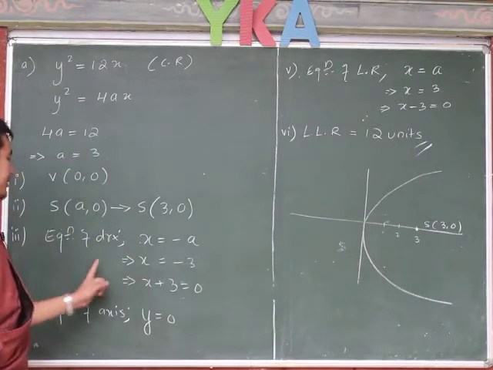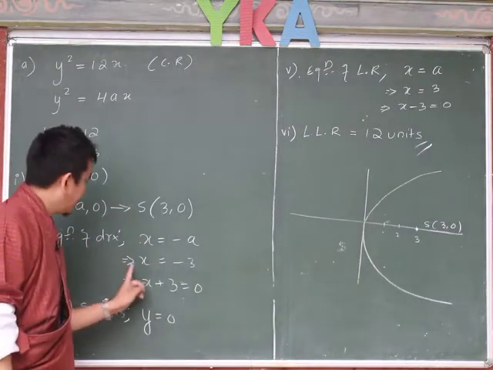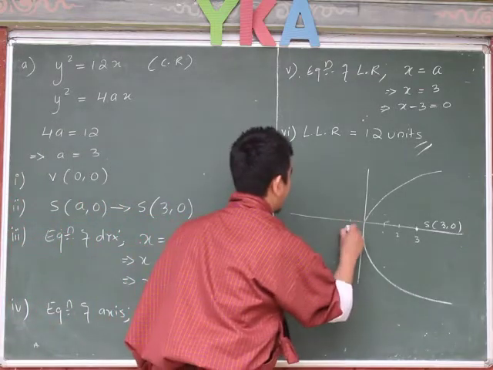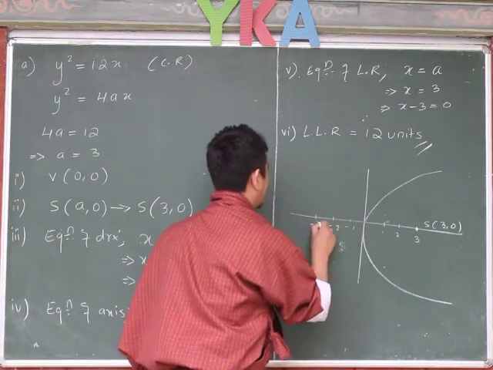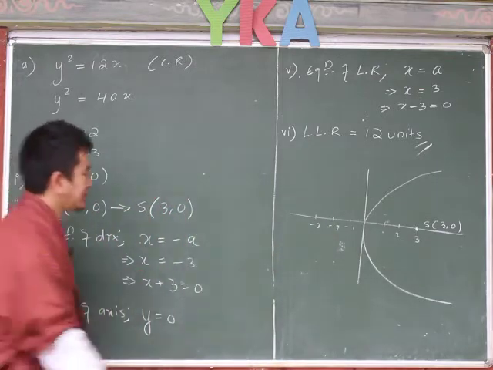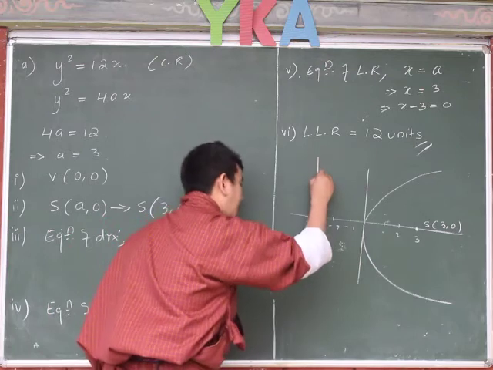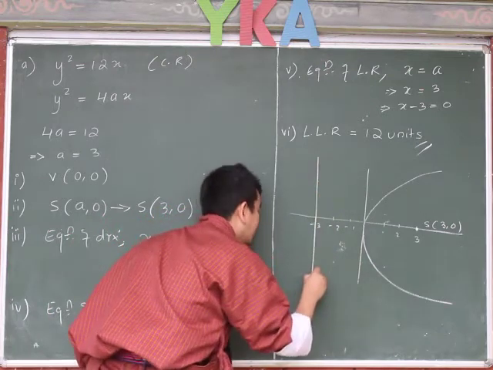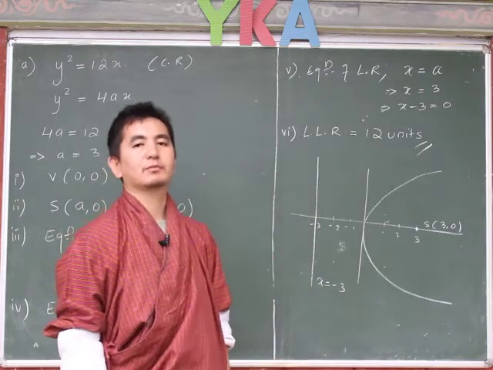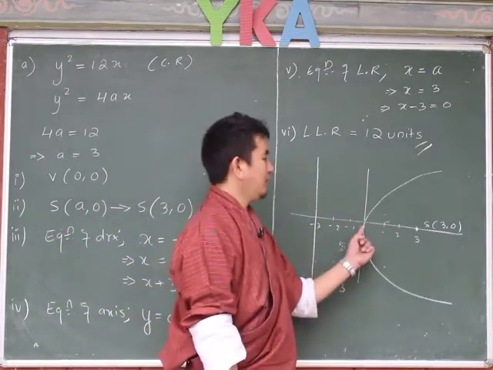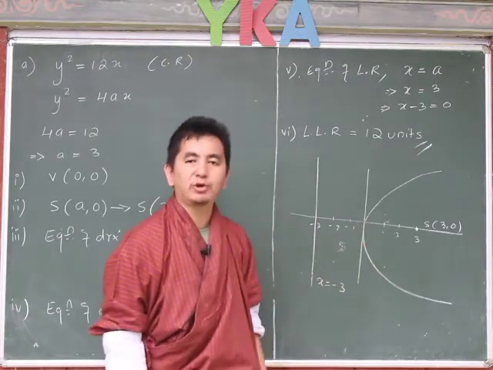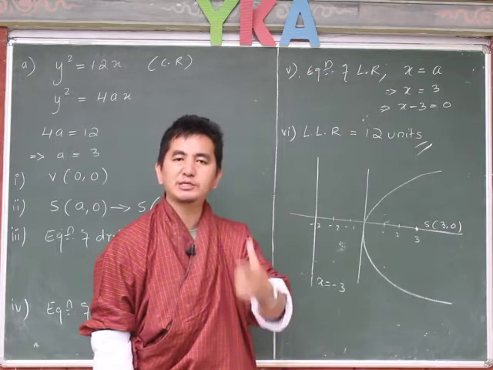Next one is, what's that? Equation of directrix. Equation of directrix, x is equal to -3. So that means we have here -1, -2, -3. Equation of directrix intersecting the x-axis. So therefore we have here x passing through -3. This becomes the equation of directrix. Is that correct? See, from vertex to focus is 3 units, and vertex to directrix also is 3 units. So distance is always equal.